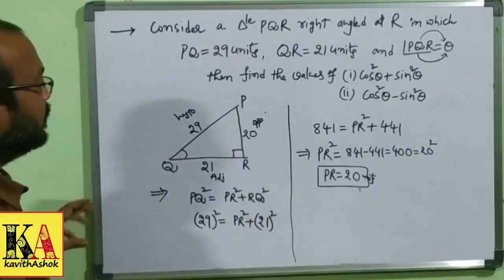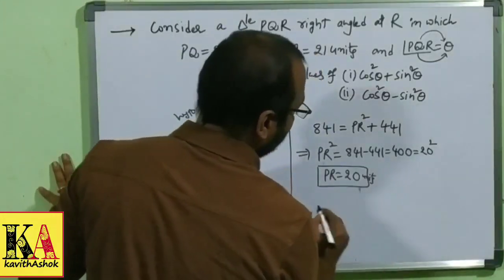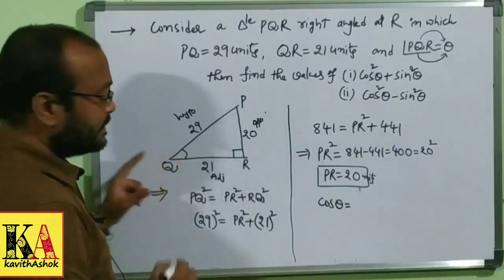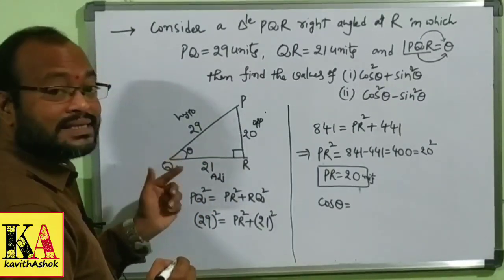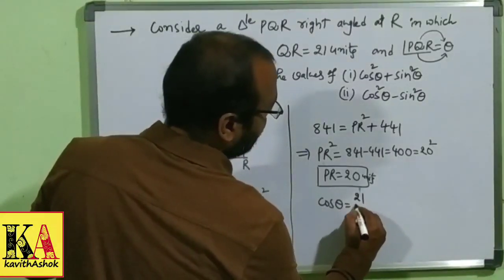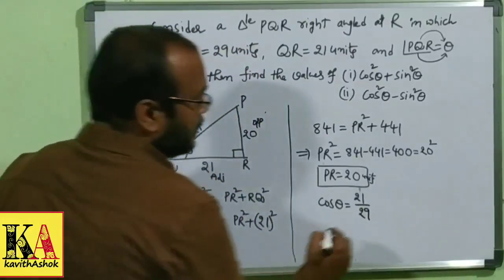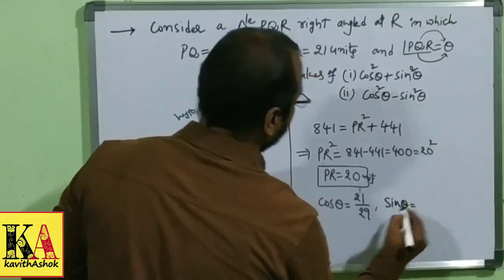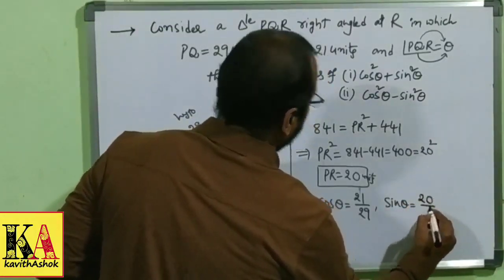Now, concentrate on the question. Cos we want, sin we want. First we will calculate the cos value. Cos theta, theta is here, the angle. Cos theta is adjacent side by hypotenuse. So what is the adjacent side? 21, by hypotenuse 29. This is cos theta. Next, sin theta. Sin theta is equal to opposite side by hypotenuse. So what is opposite? 20 by 29.